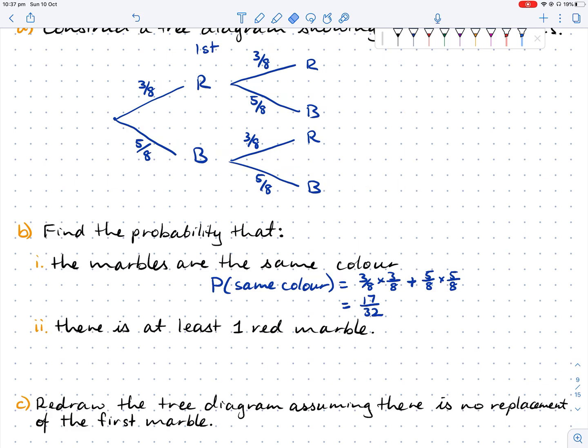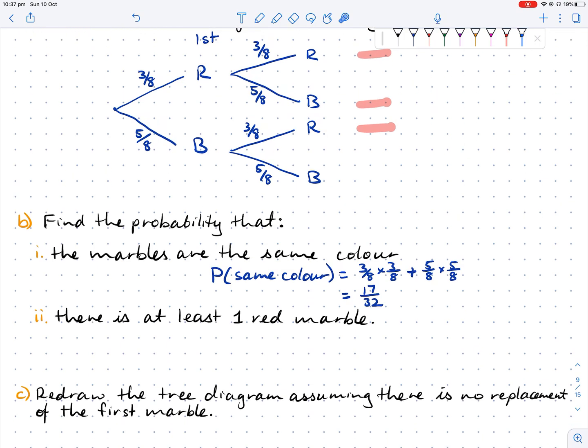Okay, for the second question, find the probability that there is at least 1 red marble. So if we look at these options, at least 1 red, at least 1 red, at least 1 red. So these 3 options will have a minimum of 1 red marble. Or basically we want all the possible options except for when there's no red marble. So there's actually two methods that we can use to calculate this. One is to take these branches and add them together. The other one is using complementary events. So both of them are valid and they'll both give you the correct answer as well.